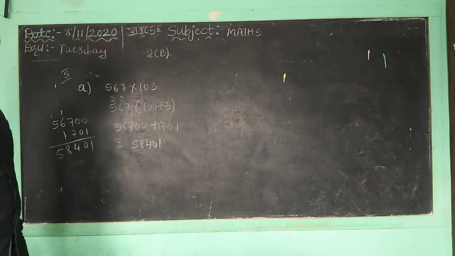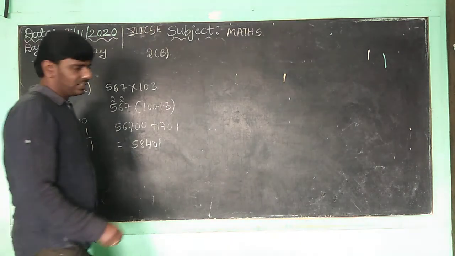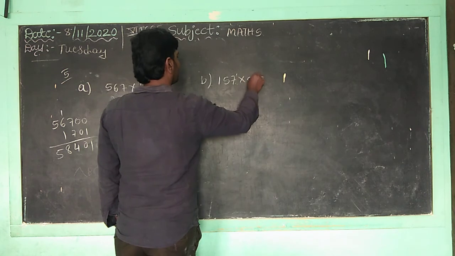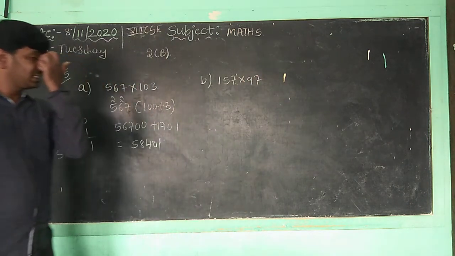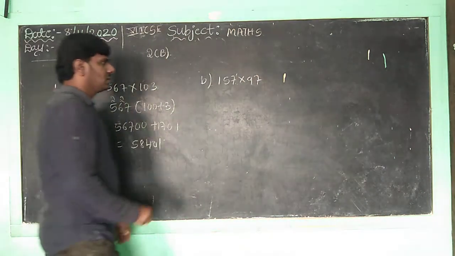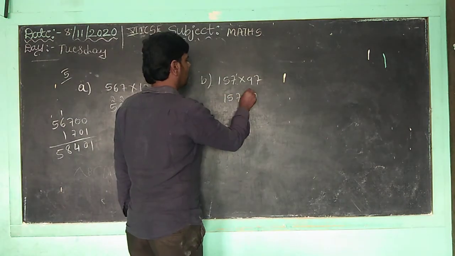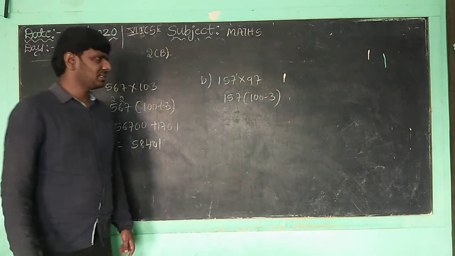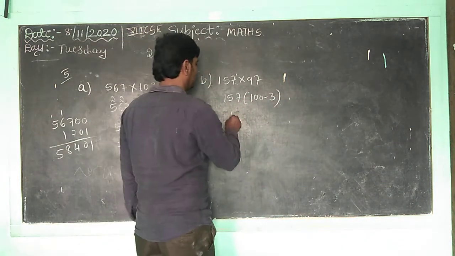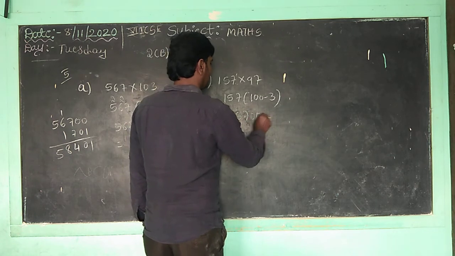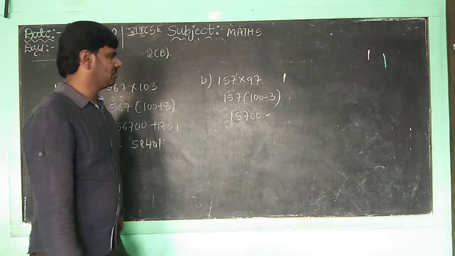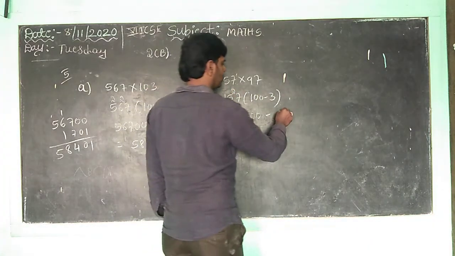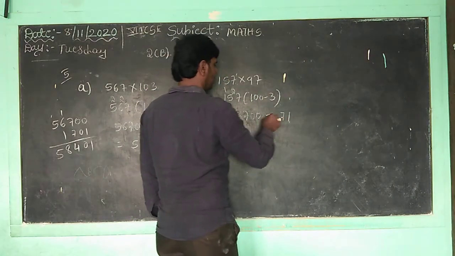Children, now we want to take next. B is 157 into 97. Correct, students? Now we will also take this, the second question. Children, you want to write 157 into 97, 97 is 100 minus 3. Correct. Children, you want to multiply 157 into 100, that is 15700, minus 157 into 3. You want to multiply: 3 7s are 21, carry 2. 3 5s are 15 plus 2 is 17, carry 1. 3 1s are 3 plus 1 is 4.